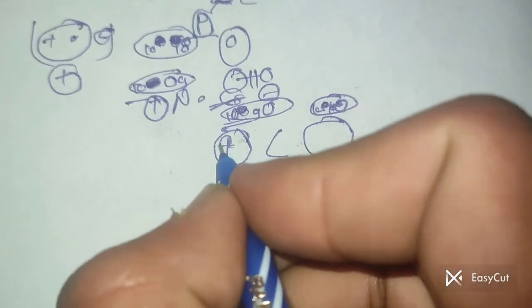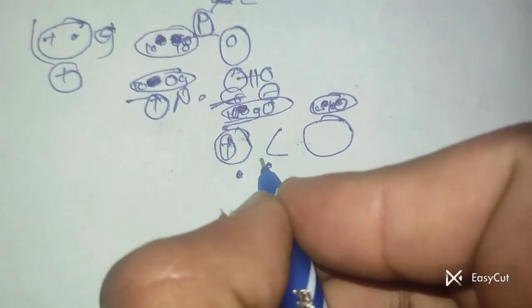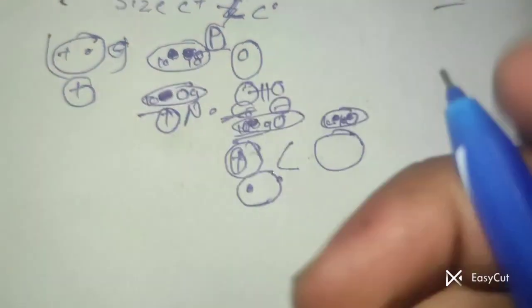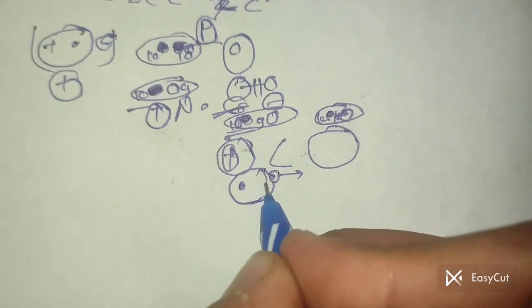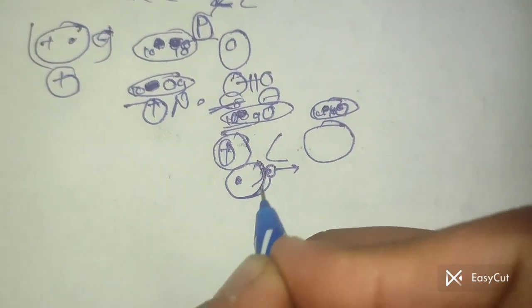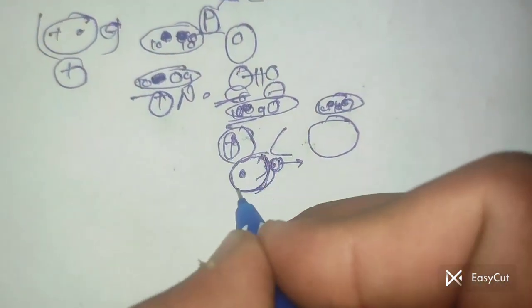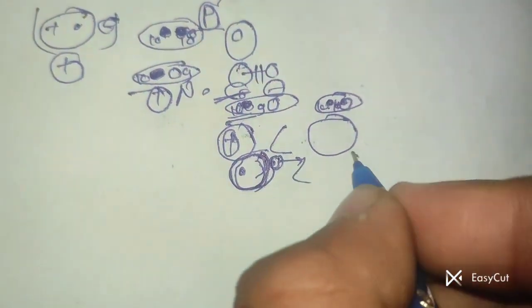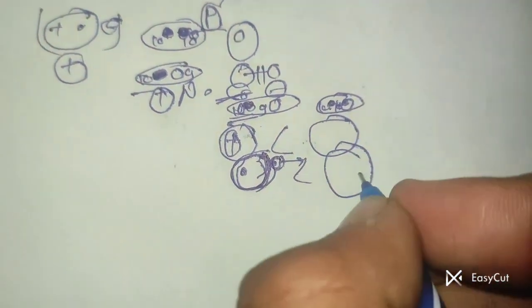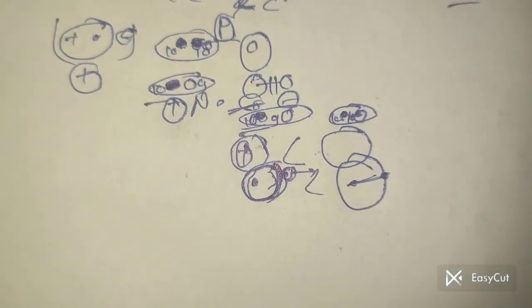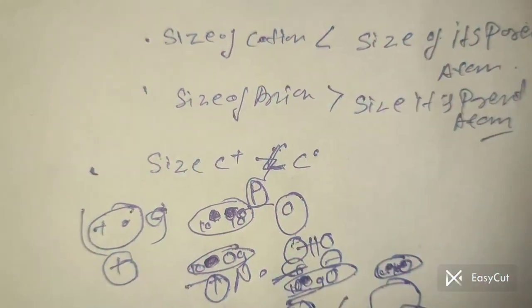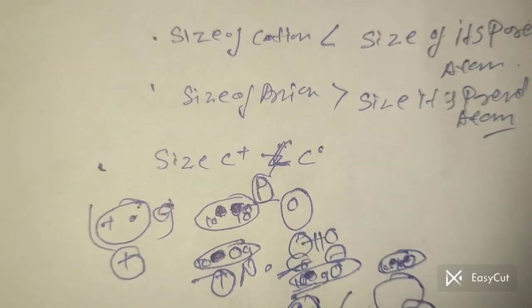So let's take another case. For example, this is the proton, this is the electron, and this is the atom's nucleus. If an electron is lost, the size squeezes again. That's why the size of a cation is less than the size of its parent atom, because the same attraction force from the nucleus acts on fewer electrons. So we simply say that the size of a cation is less than the parent atom because an electron is lost.